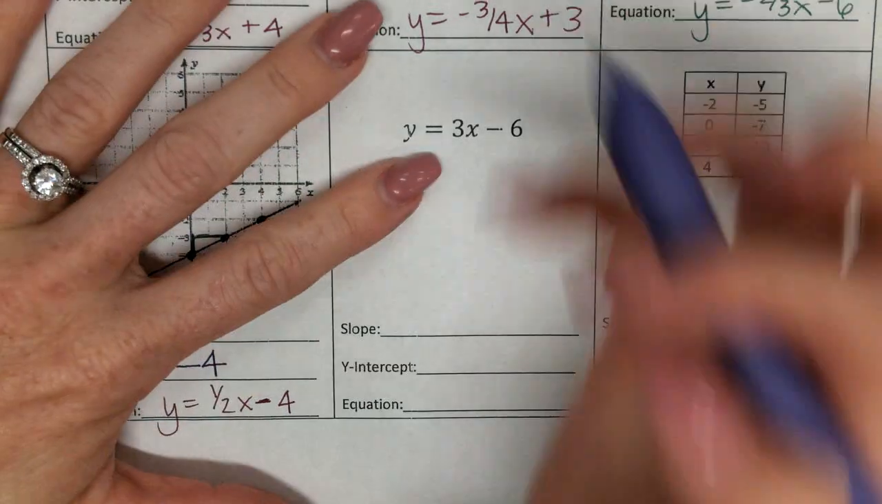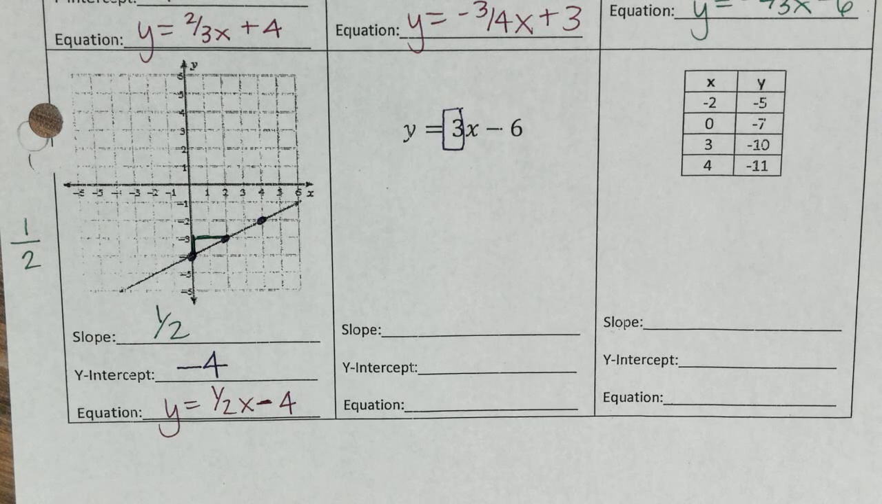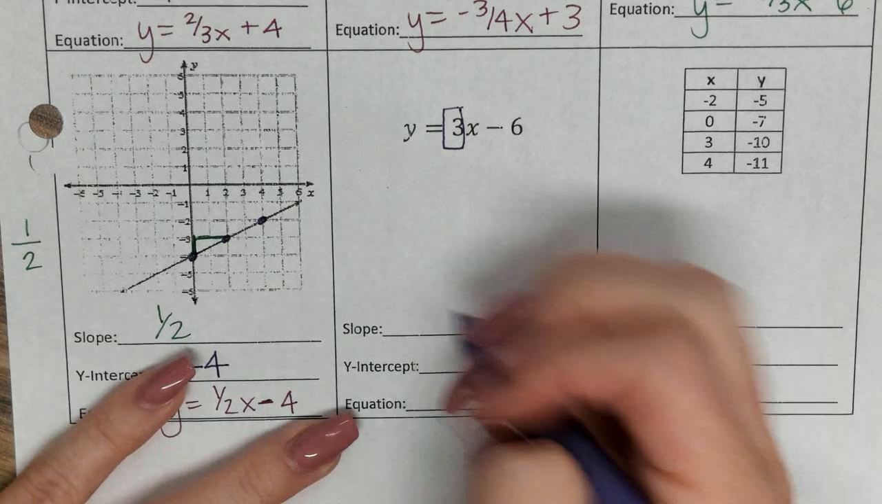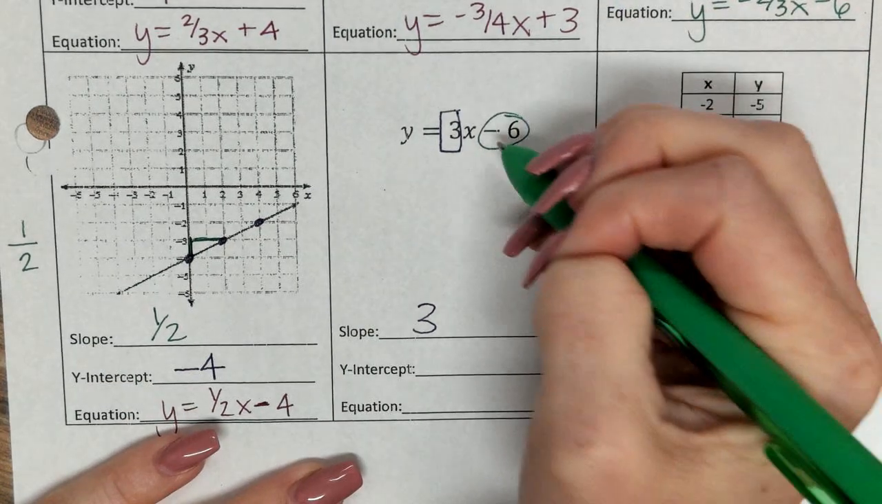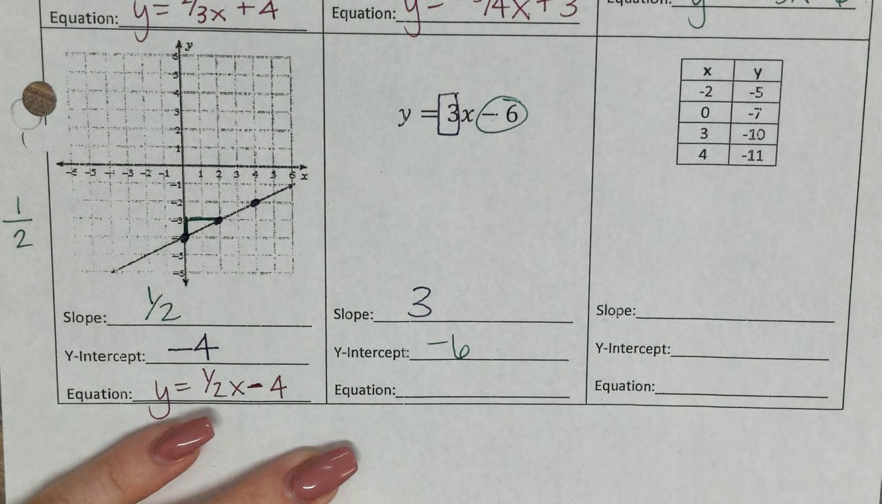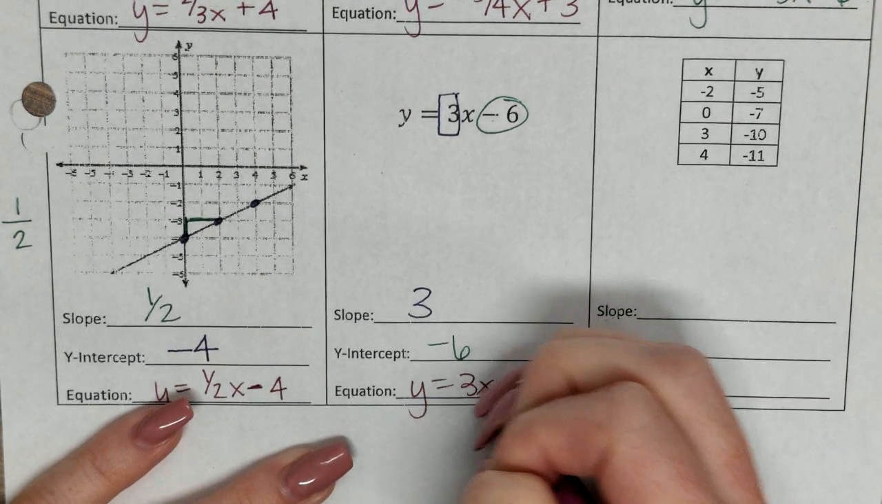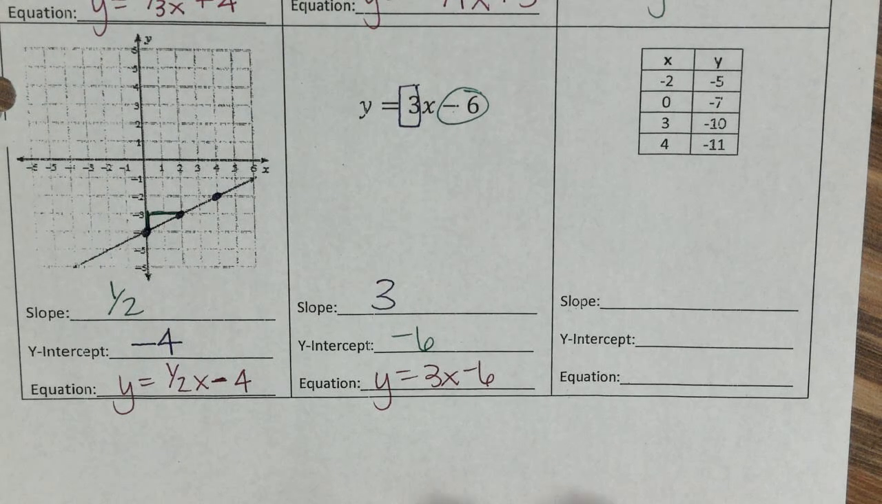All right, what's the slope? Don't say 3x. x is not part of the slope. The slope is 3. What is the y-intercept? -6. You can't forget the negative sign. And then the equation is y equals 3x minus 6. You know it's the slope because it's attached to the x, but the x is not part of the slope.